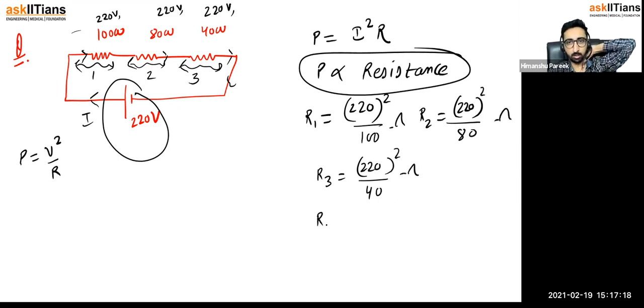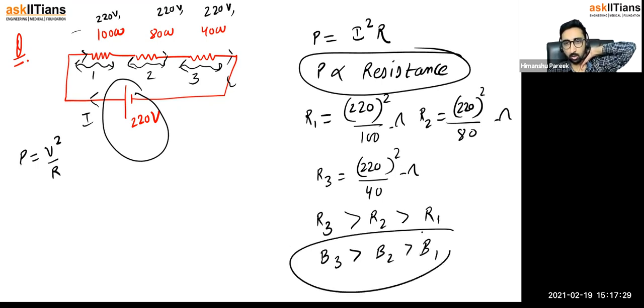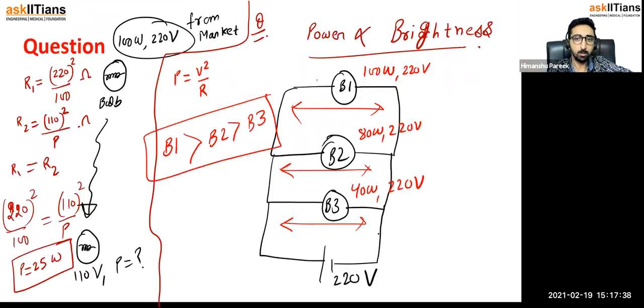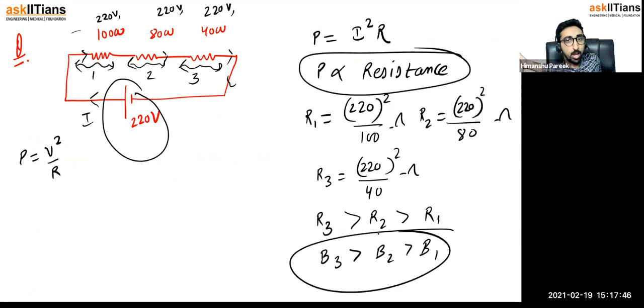Now which bulb would have the most resistance? Of course bulb number 3, then bulb number 2, and bulb number 1 would have the least resistance. So bulb number 3 will have the most glow, then 2, and then 1. How amazing is this? A 220-volt battery and 3 bulbs of different ratings. In parallel, bulb 1 would have the most brightness. But in series combination, bulb 3, which had the lowest rating, 40 watts, would have the most brightness. That is the very beautiful part behind electricity.